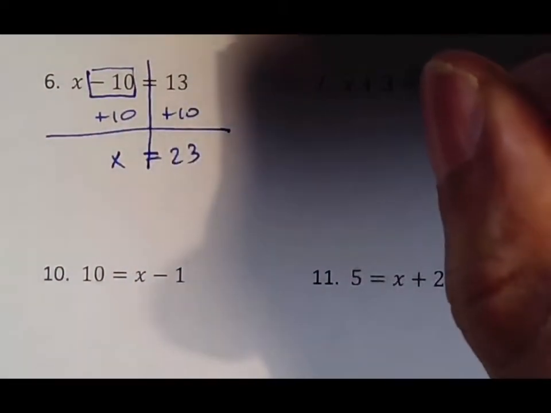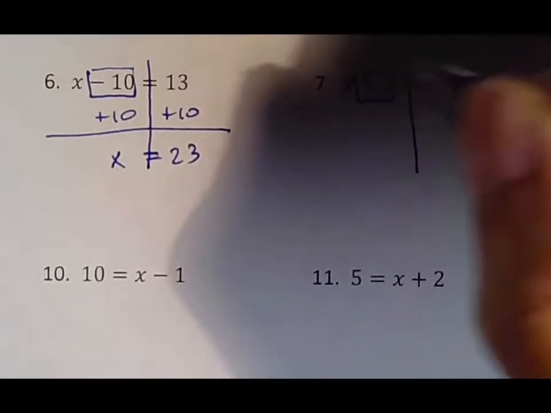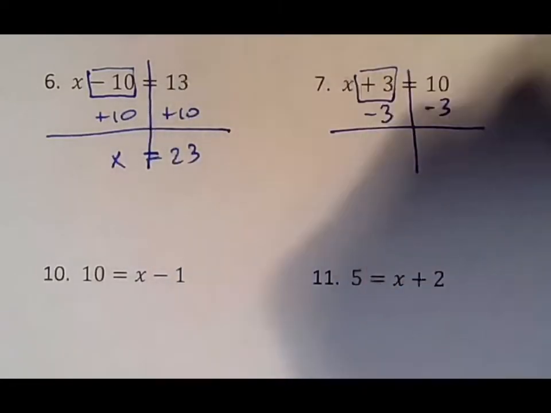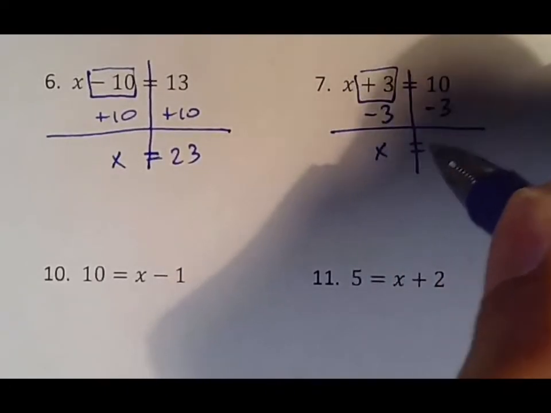Number 7, same thing. Draw your line down the middle. We have a plus 3 here. That must go by using the opposite, which is a minus 3. Don't ever put a plus 3 under a plus 3. That doesn't do anything. Positive 3, negative 3 is 0.